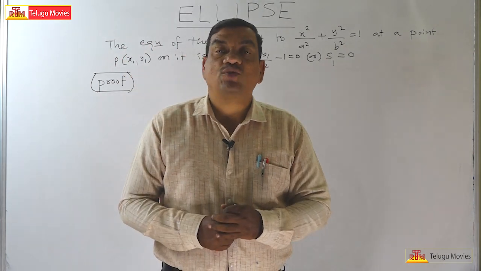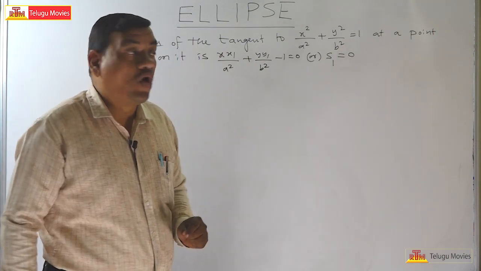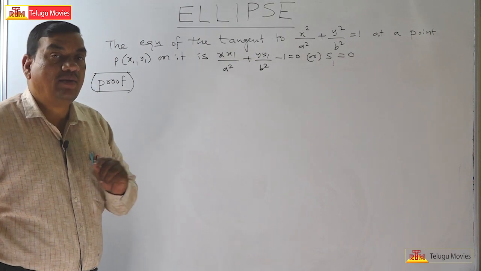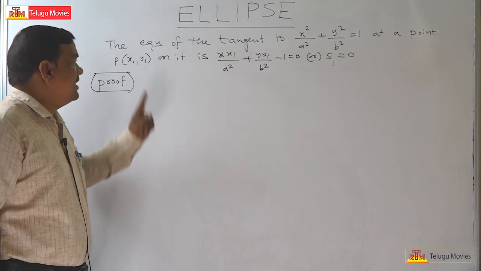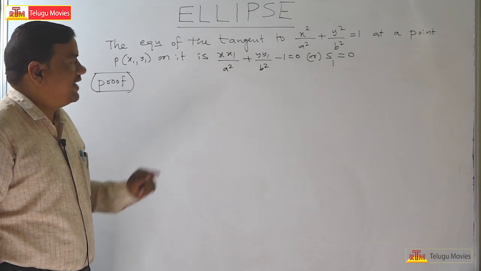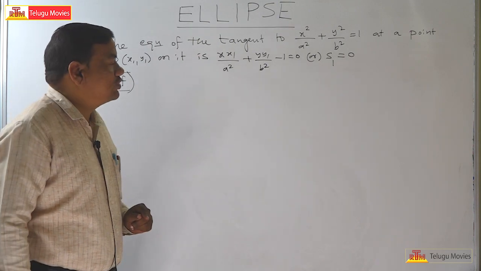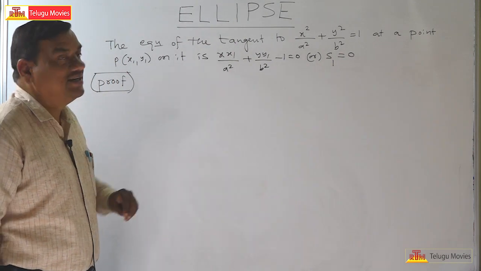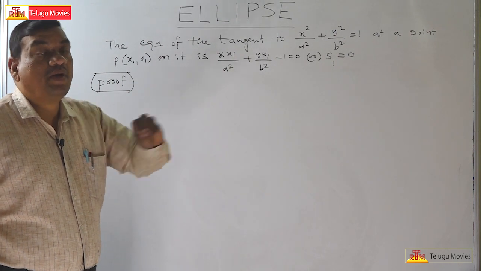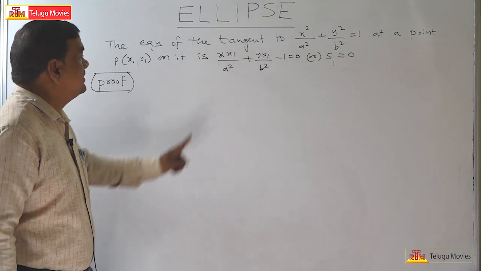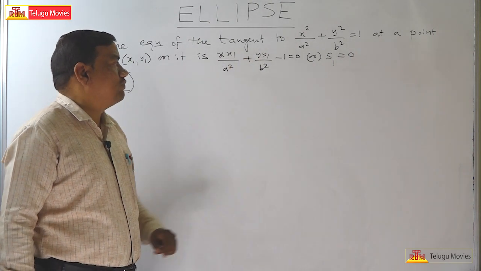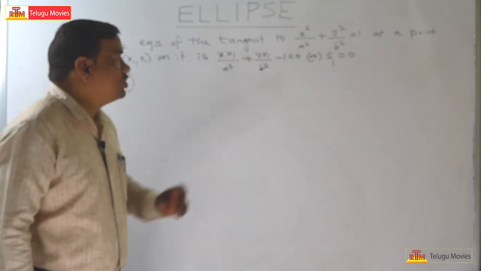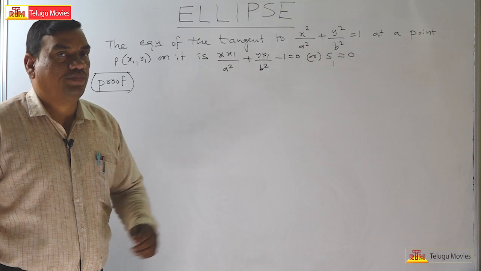In this class, I am going to explain the proof of the equation of the tangent to the ellipse at a point. Now the statement is: the equation of the tangent to x square by a square plus y square by b square is equal to 1 at a point x1 comma y1 on it, the point is on the parabola, sorry, on the ellipse, is x x1 upon a square plus y y1 by b square minus 1 is equal to 0. In short, we can write it as S1 is equal to 0.